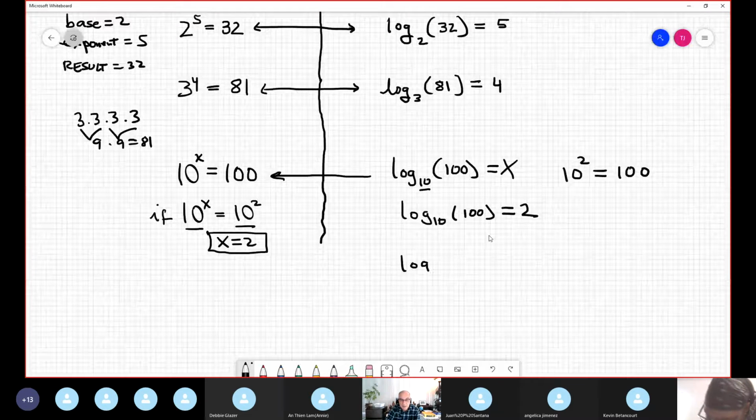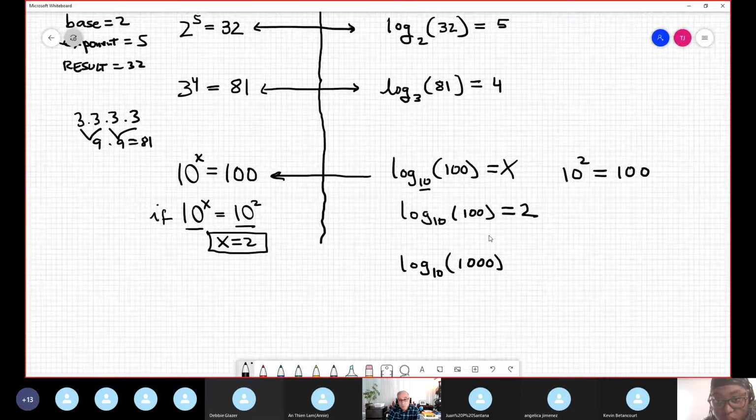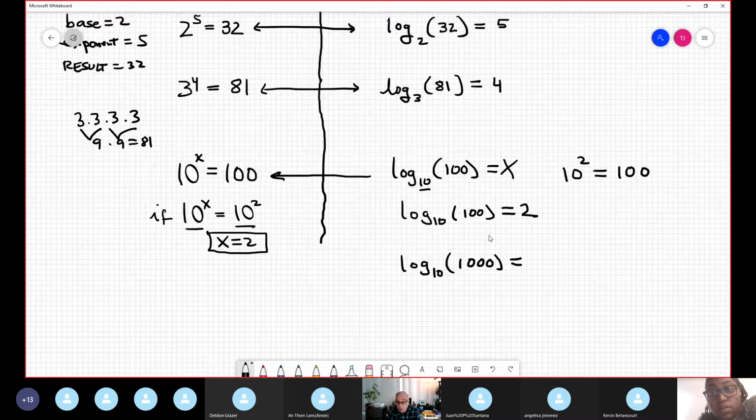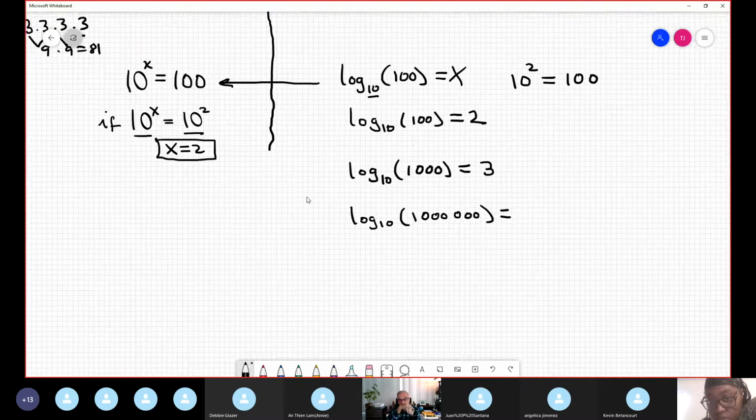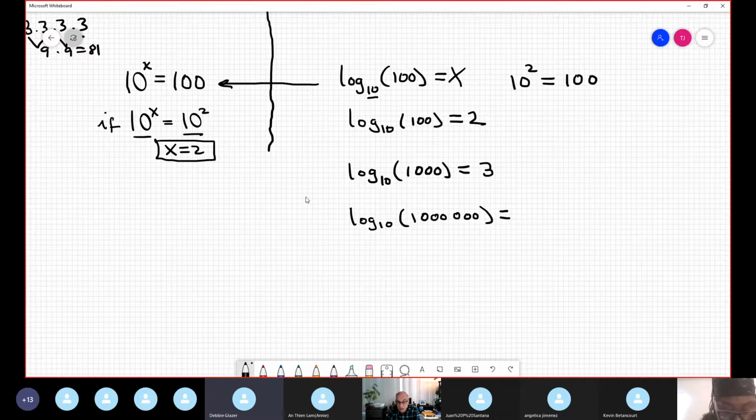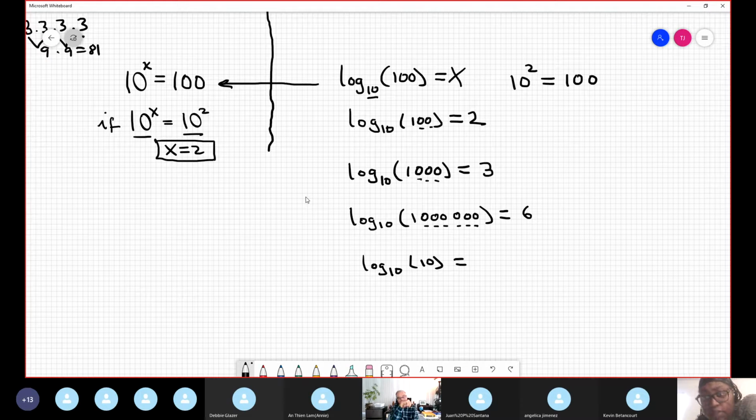Okay? What about logarithm base 10 of 1,000? I use 10 because it's easy to see. Using the same idea, what do you think? 10 cubed. So what is the answer? Logarithm base 10 of 1,000 is 3. Exactly. And what about logarithm base 10 of 1 million? 6. Exactly. So say, wow, it's easy, professor, because I count the zeros: 1, 2, 3, 4, 5, 6. 1, 2, 3. 1, 2. What about logarithm base 10 of 10? 1. Exactly. A 1, because 10 to the 1 is equal to 10.